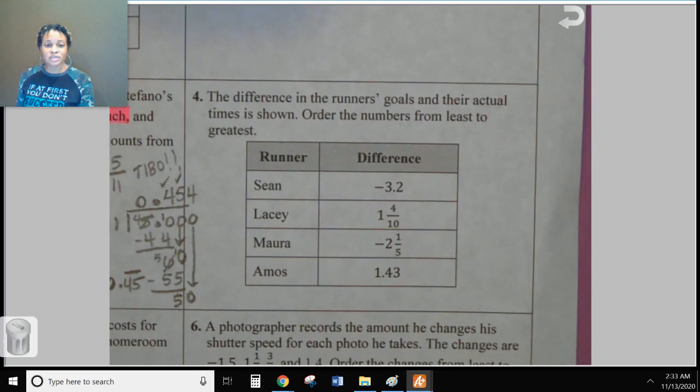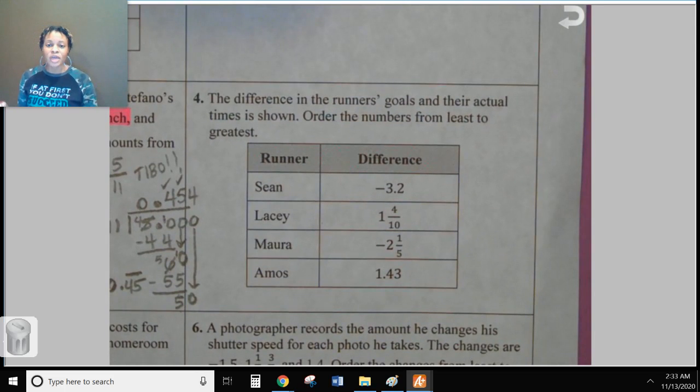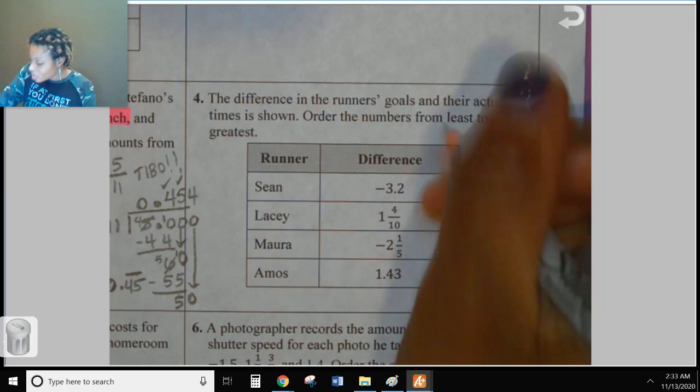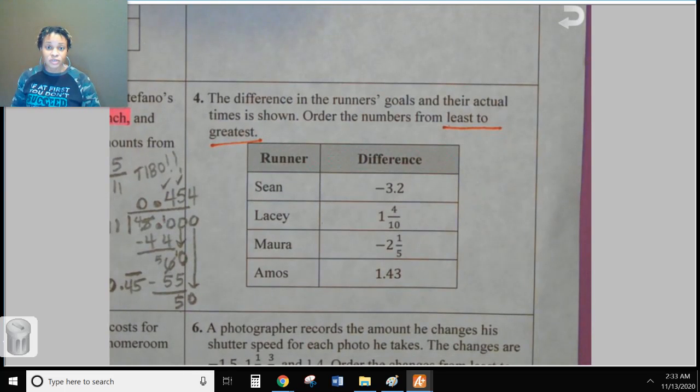The next one says, the difference in the runner's goals and their actual time is shown. Order the numbers from least to greatest. Again, we have least to greatest. Not a problem. Order the numbers from least to greatest. So this is the difference in the runner's goals and their actual shown time. Okay, the difference between their time and.